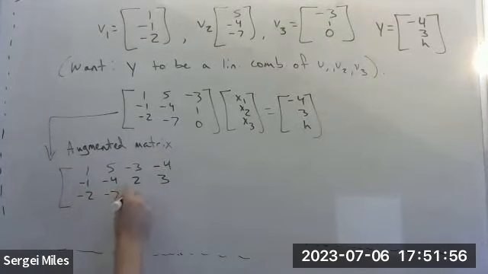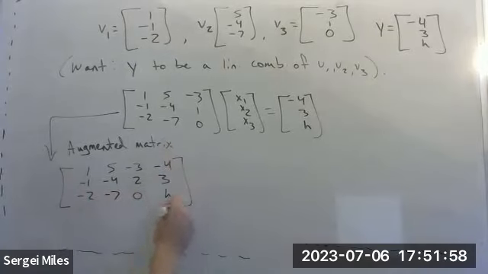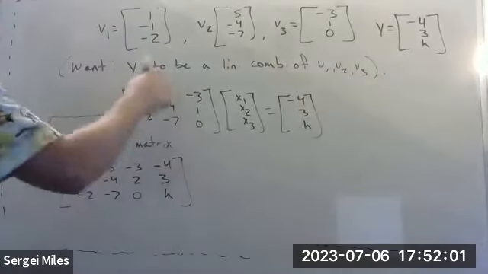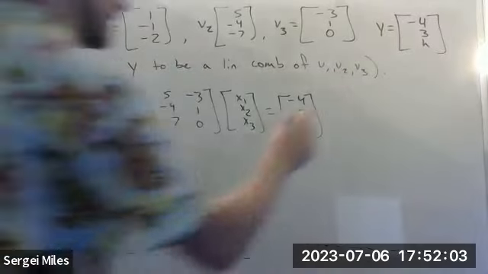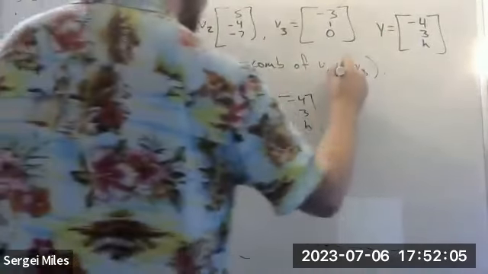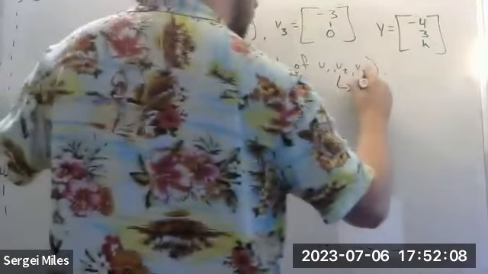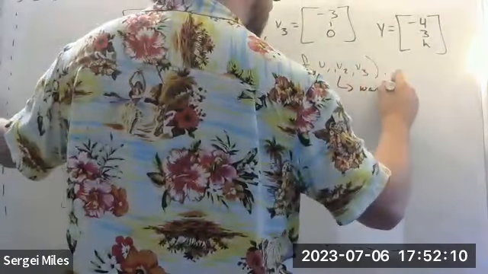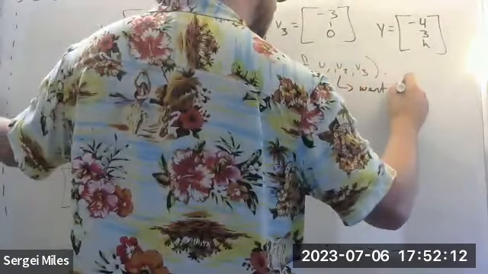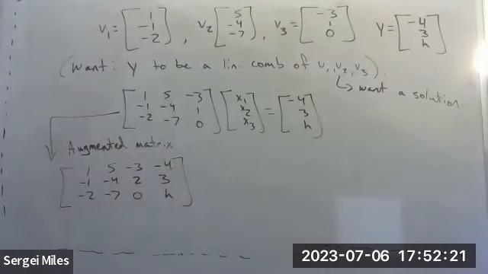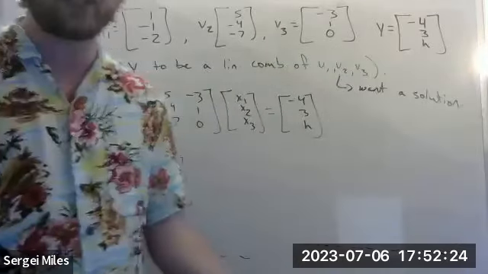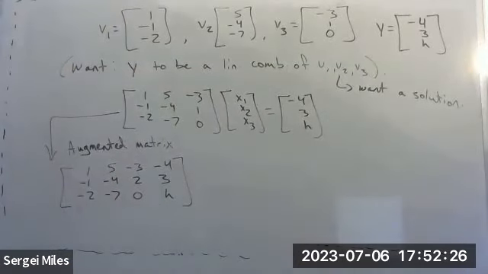-2, -7, 0, h. Now, what I want is for a solution to exist, right? So to further clarify what we're trying to do, we want a solution. I don't even care how many solutions there are. I just want a solution to be possible. I just want this y to be a combination. I want to know what h will guarantee y is a combination.